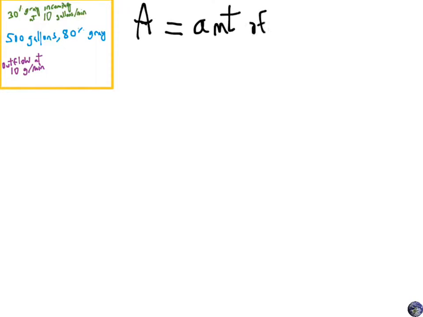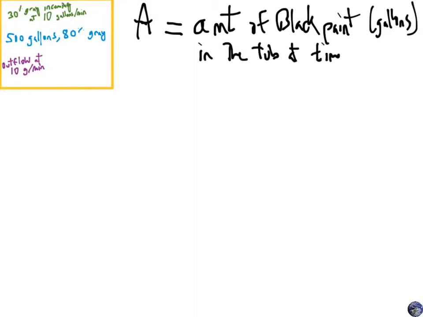Let capital A represent the amount of black paint in the tub in gallons at time t, where t is measured in minutes. Our goal is to come up with an explicit formula for A of t, a formula of t's. So what do we know about A? The only thing we really seem to know at the outset is that when we started, before we turned on any of the pipes, there were 500 gallons in the tub at 80% gray. So how much black would have had to have been there at the very start?